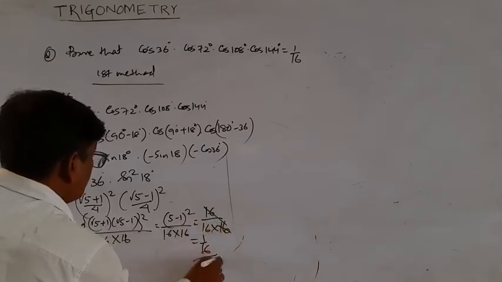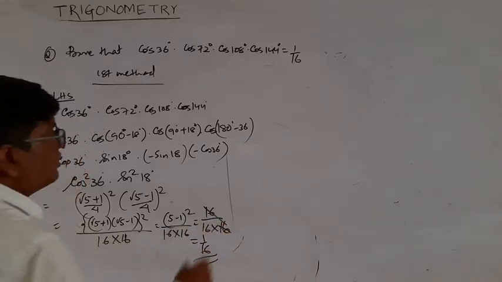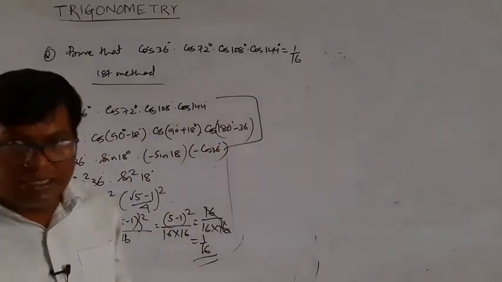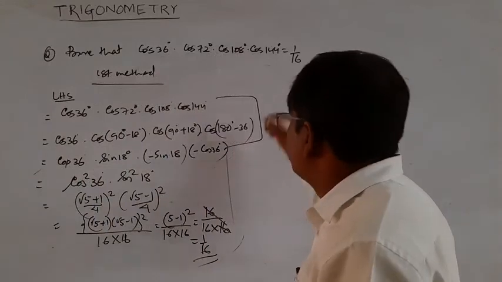This is one method. Now another method is the second method. This is the first method, and the second method is what? Second method.